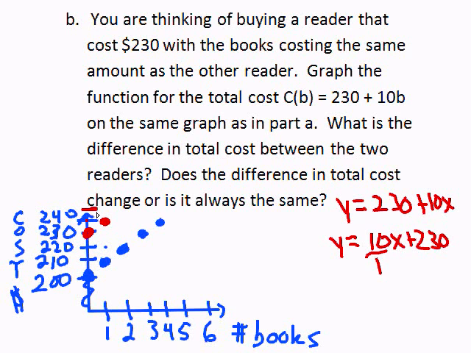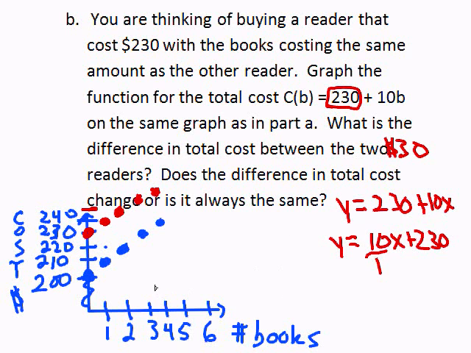The pattern will continue, going up 10 and over 1, over and over again. It will also be a discrete function because you still can't buy part of a book. What is the difference in total cost between the two readers? Notice, the first reader cost $200, this reader costs $230. Since the books cost the same amount, the difference should be $30.